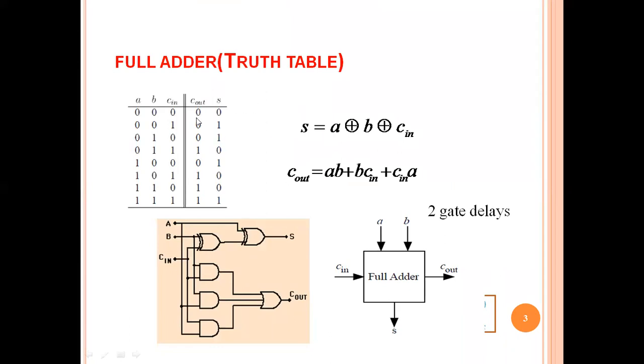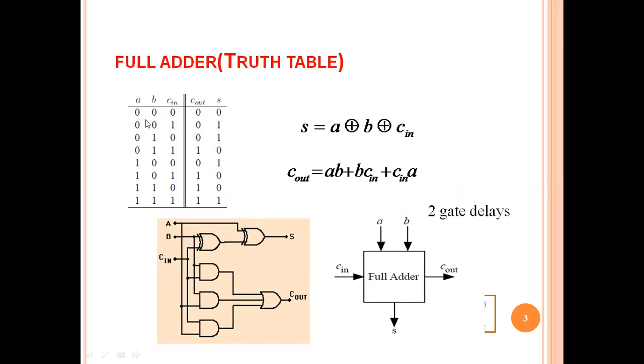What is a full adder? A full adder means we have 2 bits and a carry in, C in. Suppose the 2 bits are A, B, and the carry in is this. The output will be the carry out and the sum. Clear? Again, I repeat, we are adding 2 bits A and B with the carry in, C in. The result will be one summation, the sum result, and the carry out result.